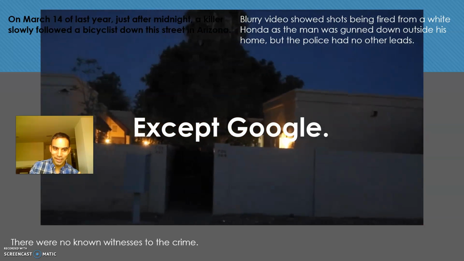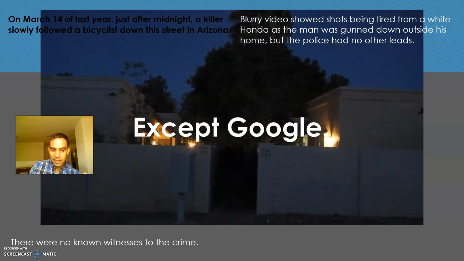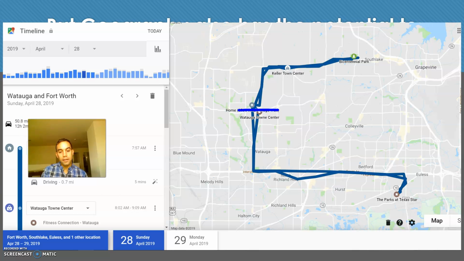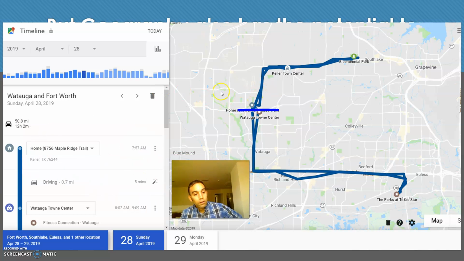Google, right? Google managed to know something that nobody else knew, which was where this killer was going, where this killer had been. If you don't believe me, I decided to look up the data. This is from my own Google history, right? On April 28th of 2019, I went apparently from my house down to the Parks of Texas Star for a soccer game for my daughter. And then later that day, she also had a birthday party, not her own. She was not born. She went to a friend's birthday party in Bicentennial Park in Southlake. And Google knew where I was at all moments.